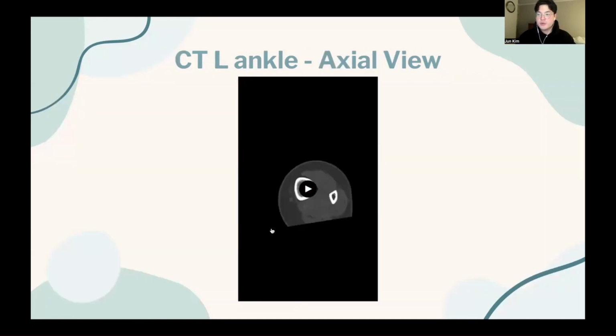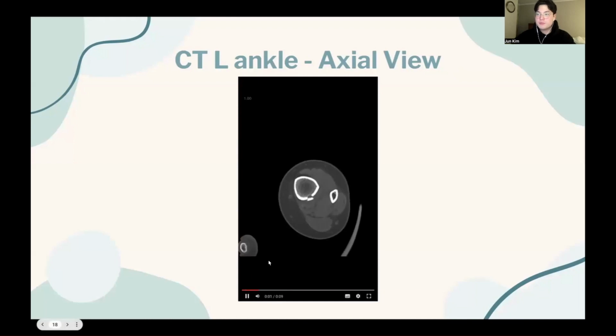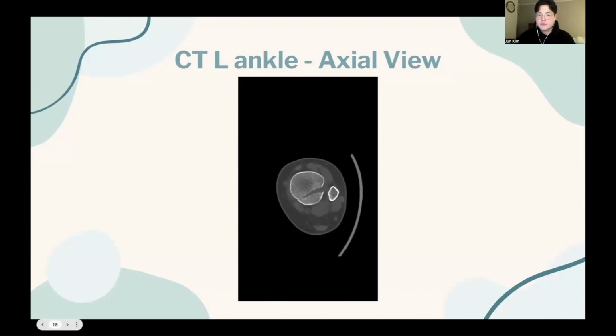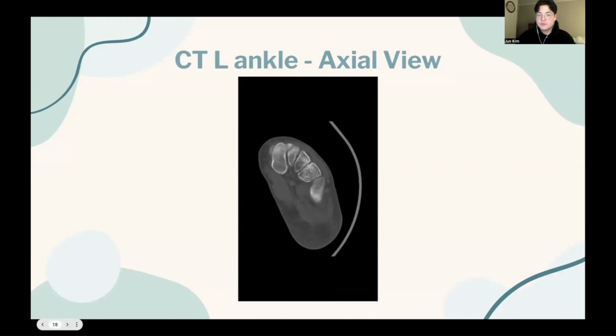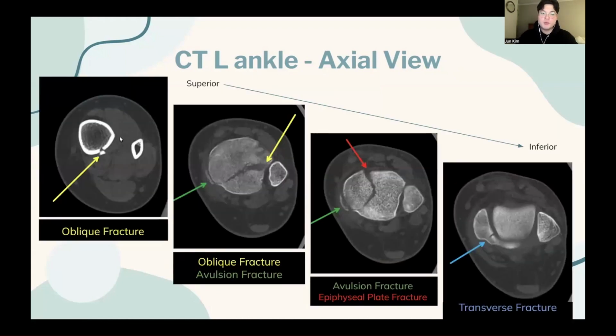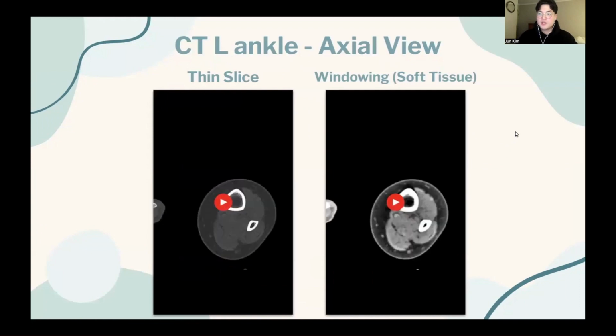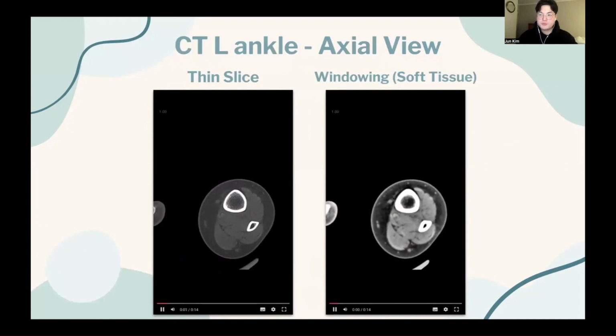Next is the axial view going from top to bottom. You can see the tip to the bottom of the oblique fracture, the avulsion fracture, the epiphyseal plate fracture, and the transverse fracture. A thin slice and soft tissue windowing is shown.